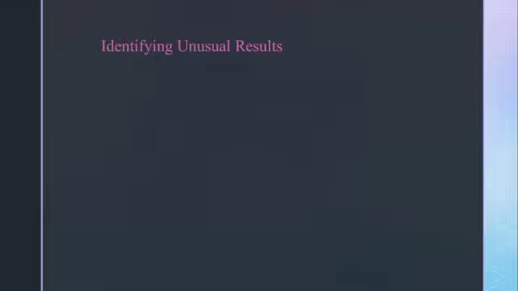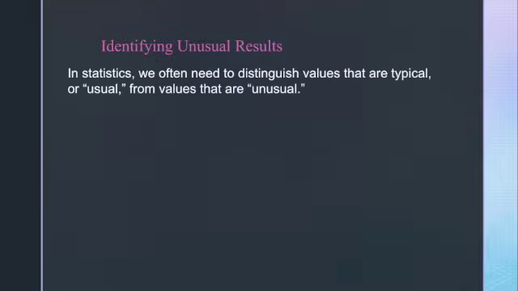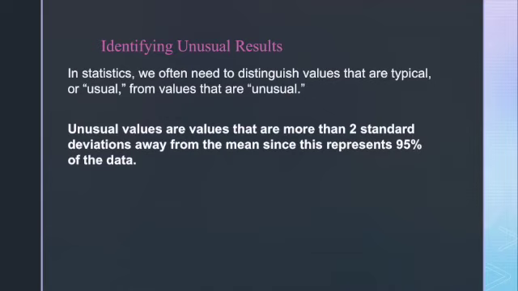Now let's talk about identifying unusual results. In statistics, we often need to distinguish between values that are typical from values that are unusual. So unusual values are values that are more than 2 standard deviations away from the mean, since within the first 2 standard deviations, we have 95% of the data.